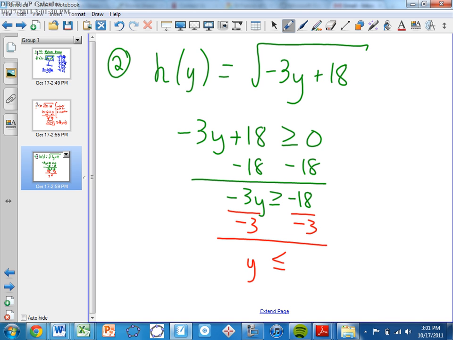Don't two negatives make a positive? They do make a positive. So y must be less than or equal to positive 6.